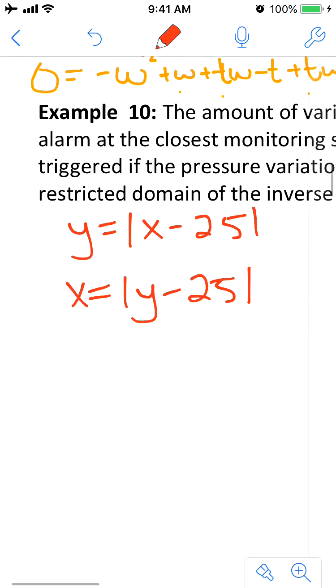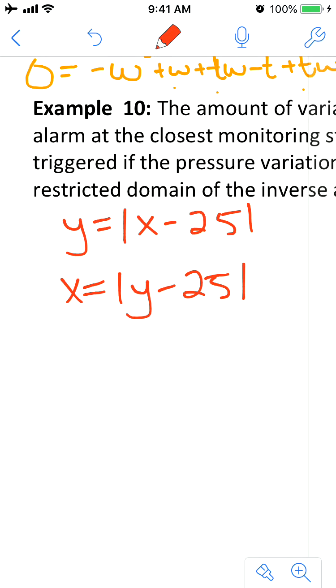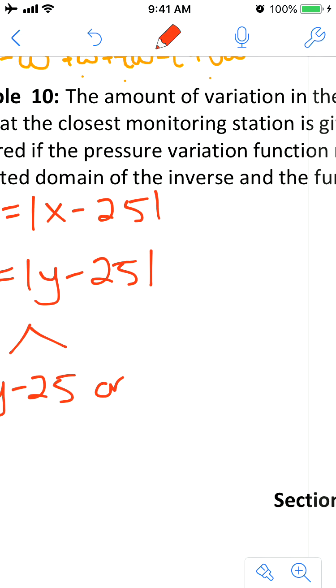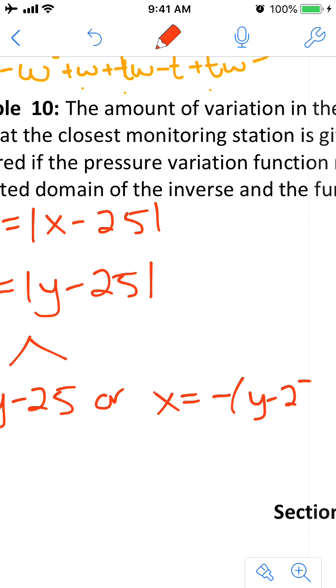The only thing now is to solve an absolute value, you have to consider it in two domains. The absolute value doesn't have anything on the outside, so we don't have to worry about that. But you're going to have one case where it equals positive y minus 25, or one case where it equals negative of the whole thing.